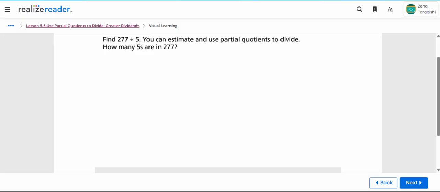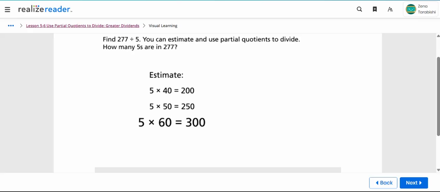Find 277 divided by 5. You can estimate and use partial quotients to divide. How many 5s are in 277? Estimate. 5 times 40 is equal to 200. 5 times 50 is equal to 250. 5 times 60 is equal to 300. 60 is too many, so use 50.